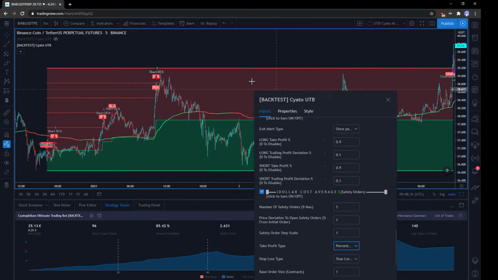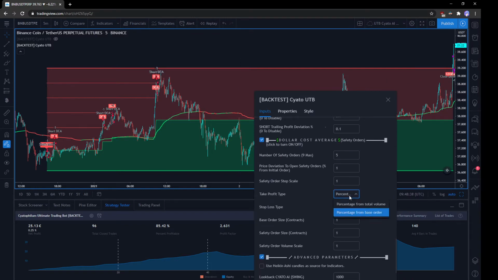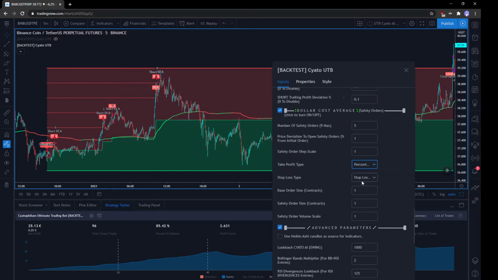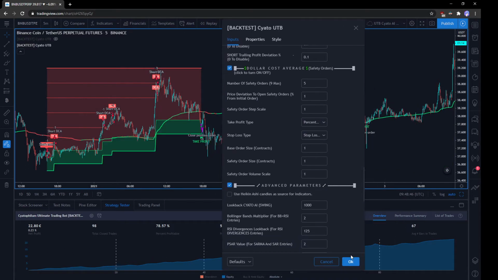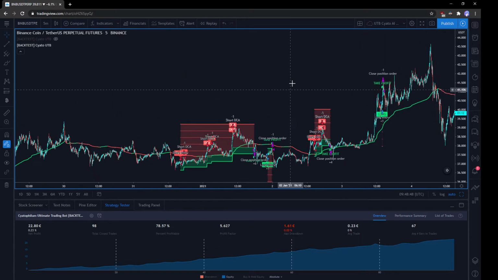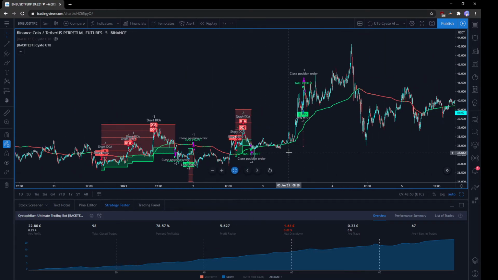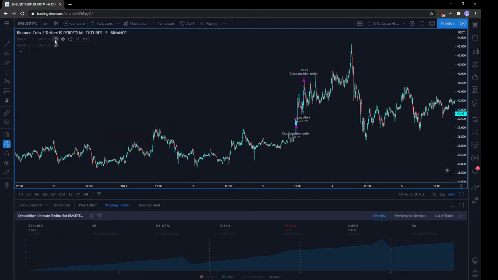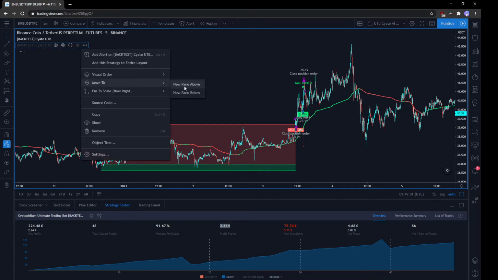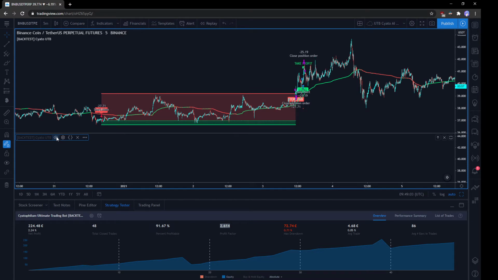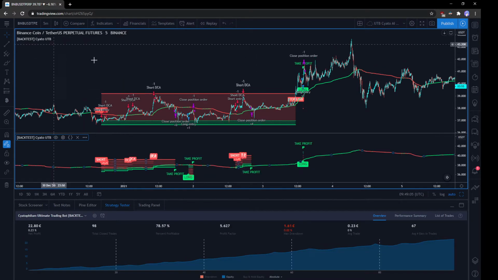You see, it does not change, but it's not necessarily more profitable. So most of the time I will use the percentage from total volume. As you can see, we get a better profit factor than without the safety orders. So I'm going to keep the two strategies and save the chart.